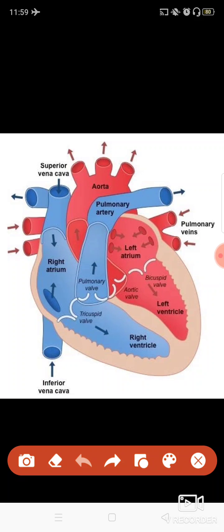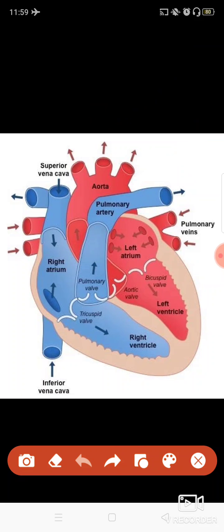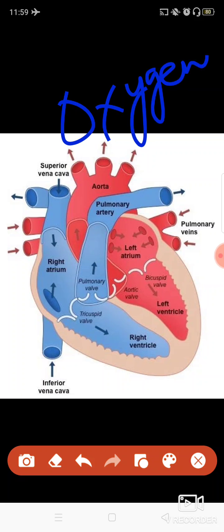Now when the pulmonary artery carries the impure blood to the lungs, the lungs will add oxygen. Now the blood will become oxygenated blood. Oxygenated blood means it is the pure blood.